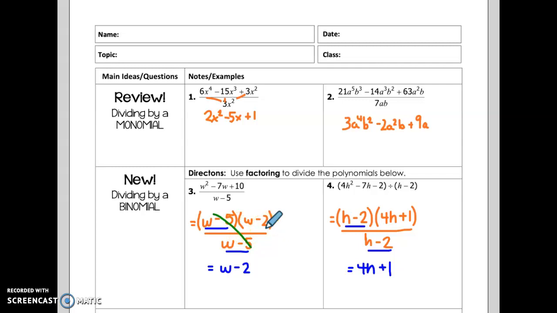For the next one, same sort of thing. I want to factor this quadratic. I really should have written this the same way that number 3 was written, because that's what this is saying. But I want to factor. I want to find factors of negative 8, because it's a times c this time, that add to give me b. So factors of negative 8 that add to give me negative 7.